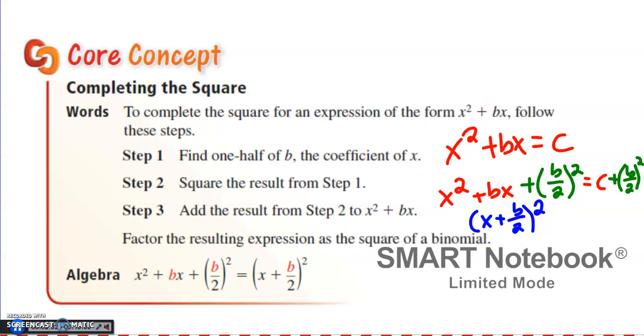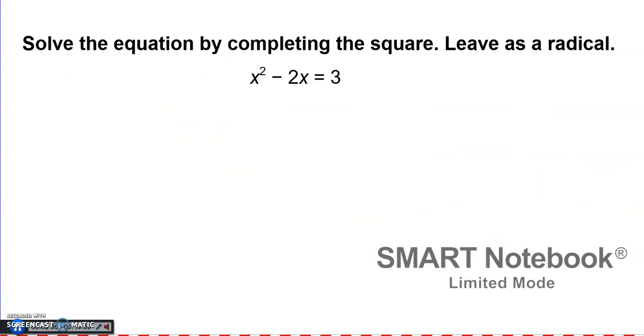So let's go through 3 examples on how to do this process. It says solve the equation by completing the square and leave it as a radical. Personally, I love to leave it as radicals because radicals are exact values. Decimals sometimes are approximations or they are rounded, so it's not the exact value. And radicals to me are the way to leave it. Your teacher might ask differently, but for our purposes, we're going to leave it as a radical.